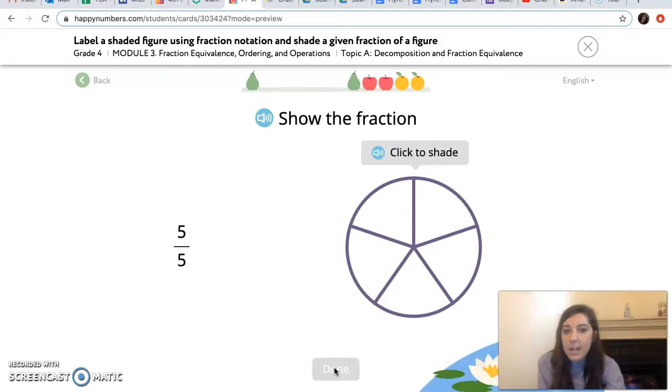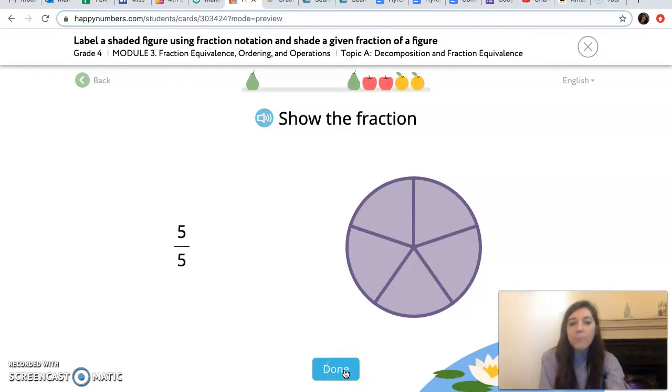And then for this last one, they want me to do 5/5. So there's 5 altogether, and they want me to shade in 5. So that will actually be 1 whole, right? That's 1 whole, because I shaded in the whole shape.